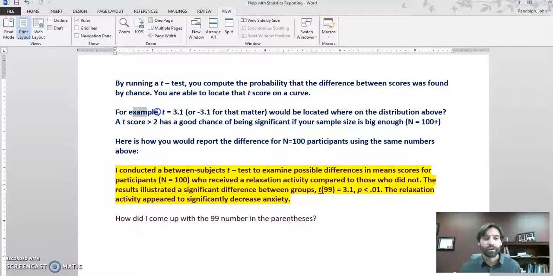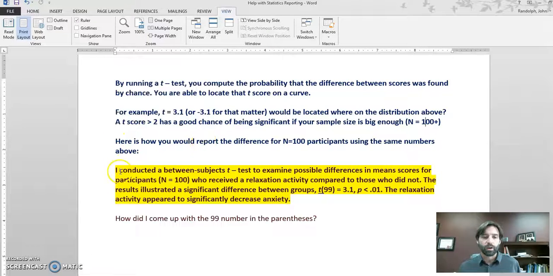So, for example, a t-score of 3.1, a t-score above 2, has a good chance of being significant if your sample size is big enough. Your t-score is really dependent on how many people you got in your survey, which is why I really wanted people to get at least over 30. If you don't, then it takes a lot to really find a difference. Here is how you would report that.